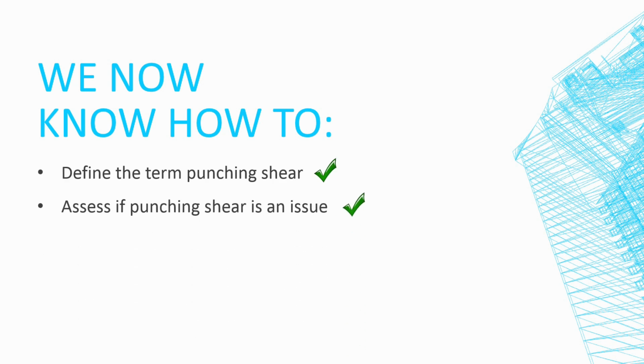Having completed this lecture, let's examine what we have learned. We now know how to define punching shear, assess if punching shear is an issue in a particular slab, and overcome punching shear using a variety of alternative methods.